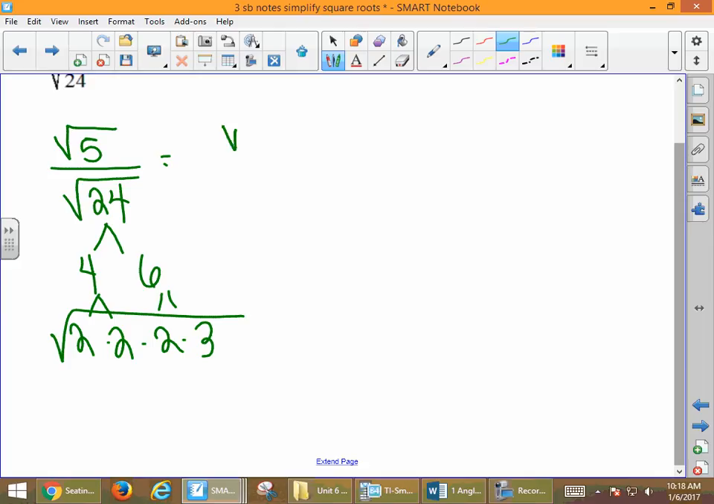So again, we couldn't do anything with the 5. But we have 2 of the same. And then what we're left with here is 2 times 3. We had 2 single values, the 2 and the 3. We're going to multiply those together to get the 6.